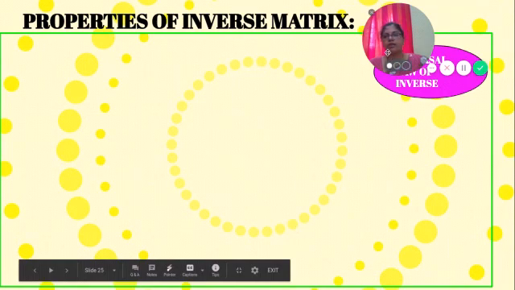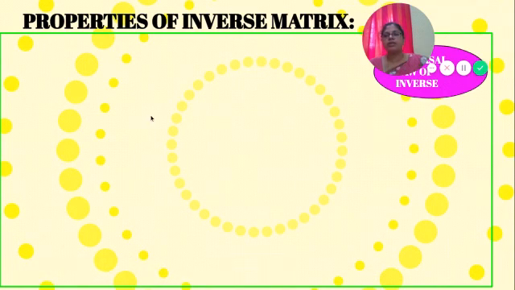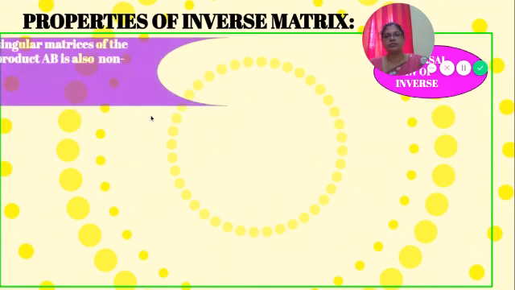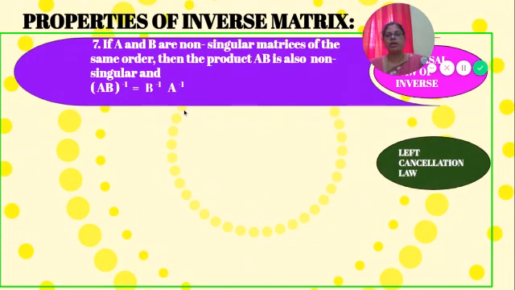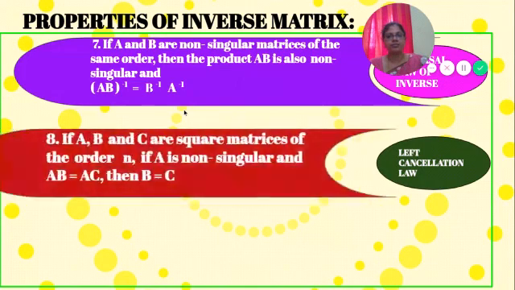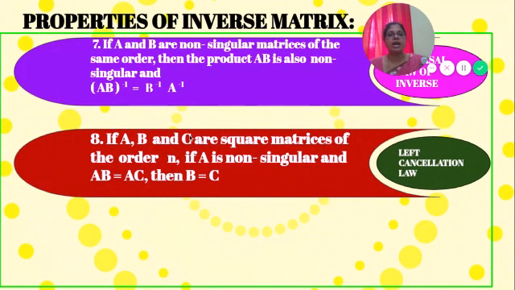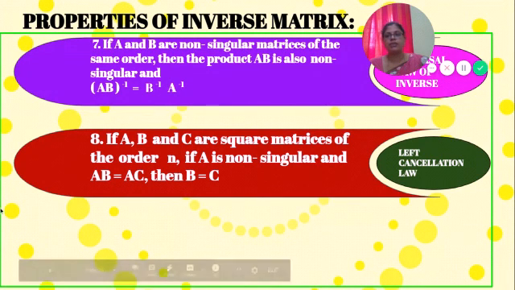Now we are going to see the reversal law of inverse, which states that if A and B are non-singular matrices of the same order, then the product AB is also non-singular and AB the whole inverse is equal to B inverse into A inverse. The left cancellation law states that if A, B and C are square matrices of order n, and A is non-singular and AB is equal to AC, then B is equal to C.